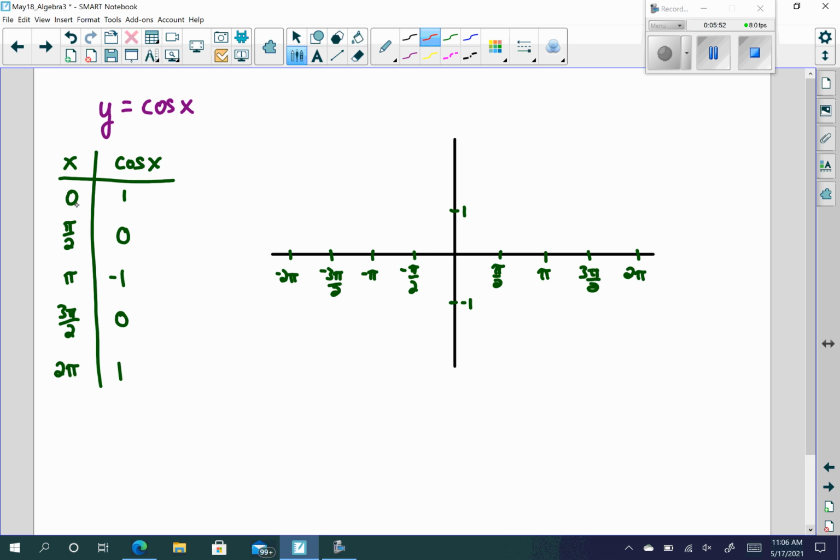All right, but here, when x is 0, cosine is 1. So sine goes through the origin, where we normally start it, and cosine on the y-axis is at 1. Pi over 2, now we're down at 0. Pi, we're down at negative 1. 3 pi over 2, we're at 0. And then 2 pi, we're back up at 1.